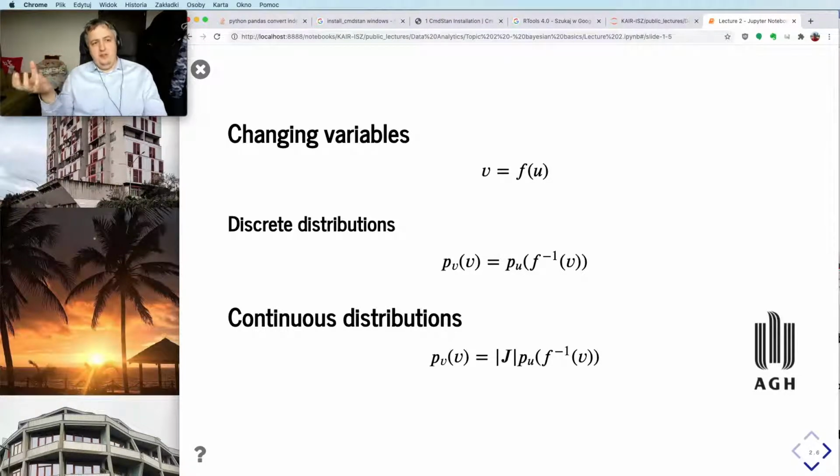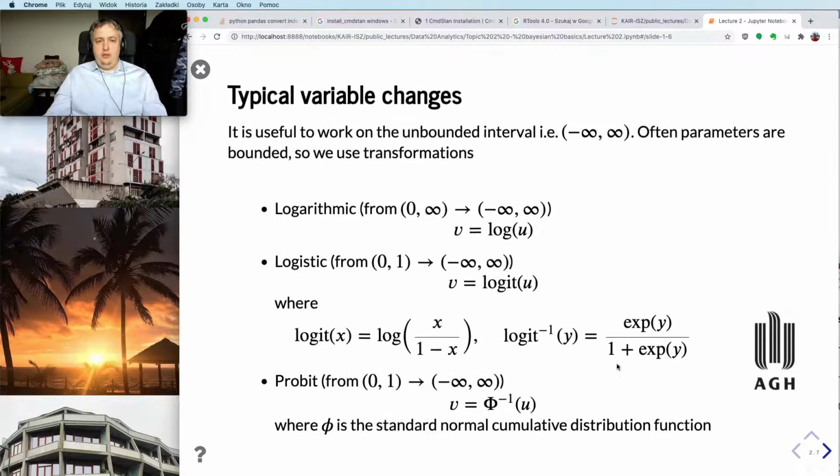So probability is generally the area under the curve of the probability distribution. And if we want to change the variables, we need to change the shape of the entire distribution, and such a shift must preserve that the integral of the entirety is equal to 1. That's why we need to introduce this part.